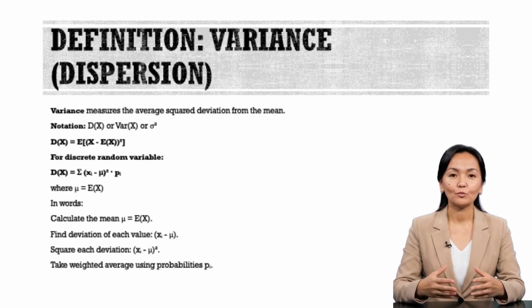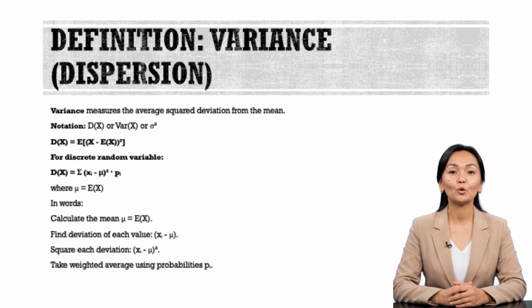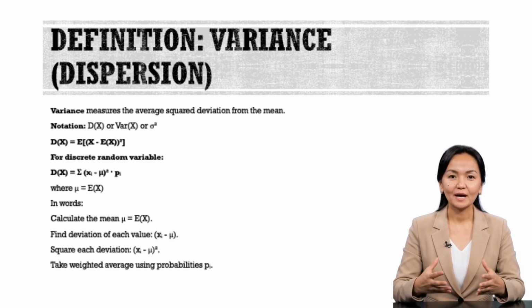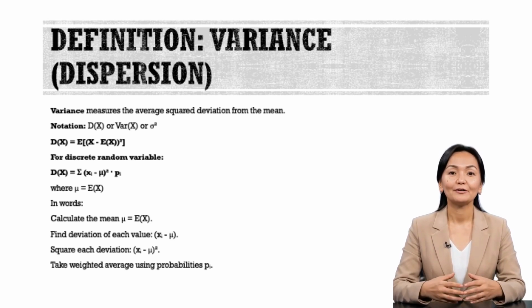In other words, we take each possible value, subtract the mean, square this difference, and then take the weighted average using the probabilities. For a discrete random variable, the variance is the sum over all values of (x sub i minus mu) all squared, multiplied by the probability of that value.